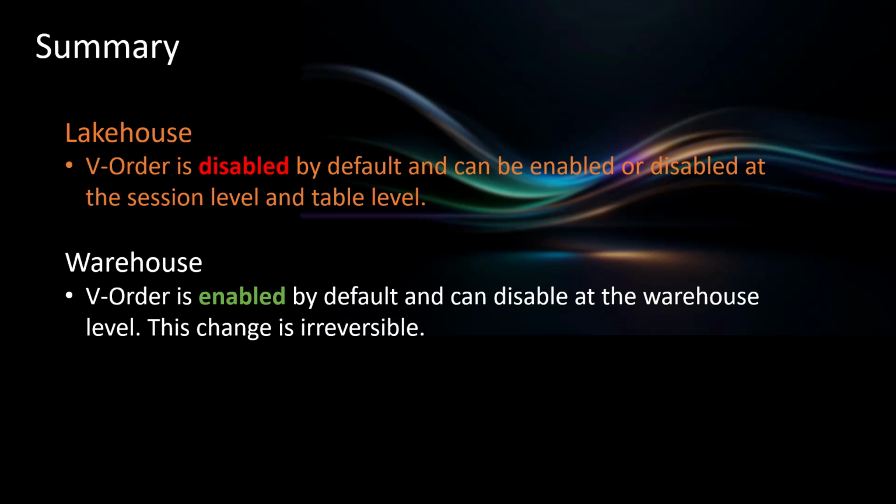All demos done. So what you have to remember is V-Order is by default disabled with the Lakehouse and by default enabled with the warehouse. In the Lakehouse, you can enable or disable it at the session level or the table level. But with the warehouse, at this moment, you can disable it only at the warehouse level. You have no way of configuring it at the table level. And once it is disabled at the warehouse level, you have no way of enabling it again. All right, that's it.